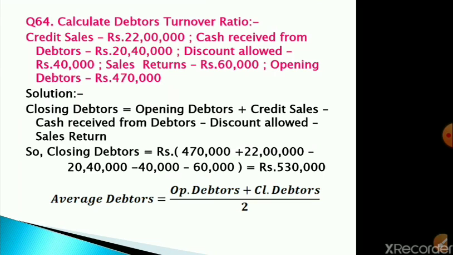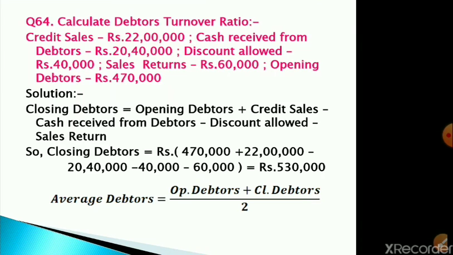Next, question number 64. Calculate debtors turnover ratio. Credit sales 22 lakh, cash received from debtors 20 lakh 40,000, discount allowed 40,000, sales return 60,000, opening debtors 4 lakh 70,000. Now in this question, closing debtors is not mentioned, and we know that for calculating the average debtors we need opening and closing both.